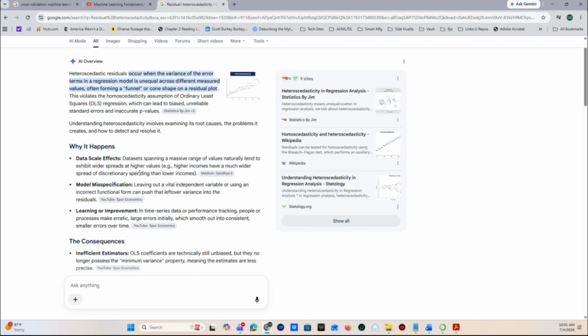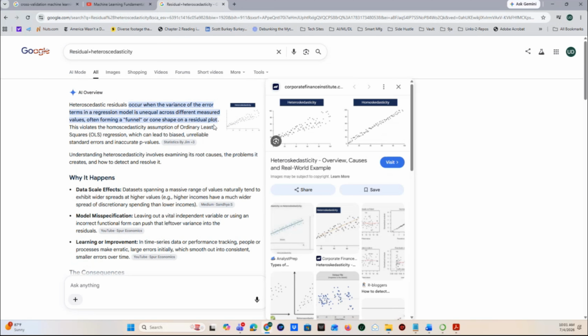So why exactly is it happening? Because this is what it will look like. What you're expecting is supposed to be something like this, but this is what you're getting. And that's why it's referred to as heteroscedasticity.